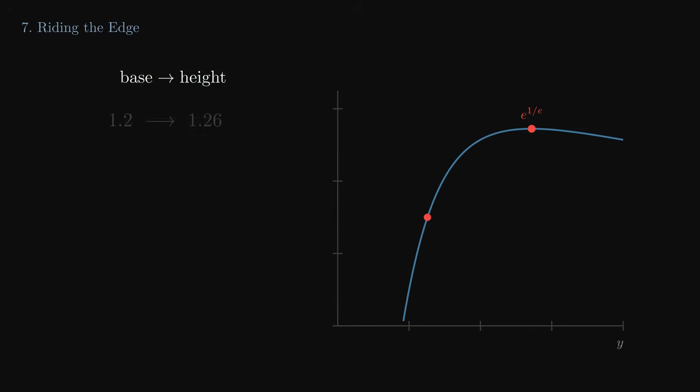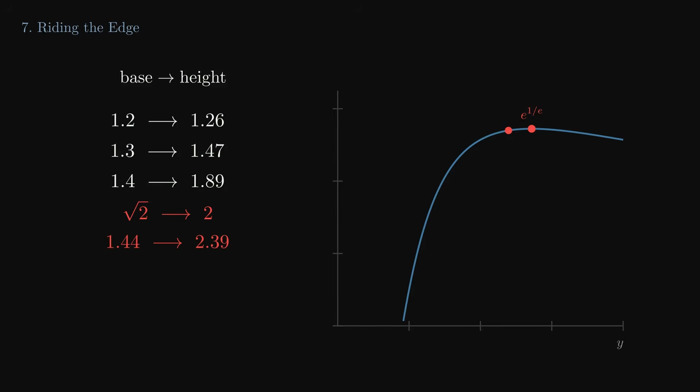With the summit understood, walk the base slowly up toward it and watch the height respond, because the approach has its own drama. A base of 1.2 settles at about 1.26. A base of 1.3 settles at about 1.47. Push to 1.4 and the height jumps to about 1.89. The square root of 2, 1.414, gives 2, as we know. 1.44, just shy of the summit, reaches all the way up to about 2.39. And exactly at the summit, at 1.4446, the height arrives at e, 2.718.